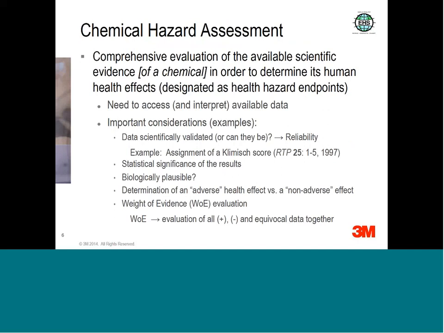If they're not, can we validate them? This goes really into the reliability of the data. Many of you are probably familiar with the Klimisch scores and the references given there if you want the paper. It's Regulatory Toxicology and Pharmacology from 1997. You get Klimisch scores, and usually Klimisch scores of 1 or 2 are very reliable.